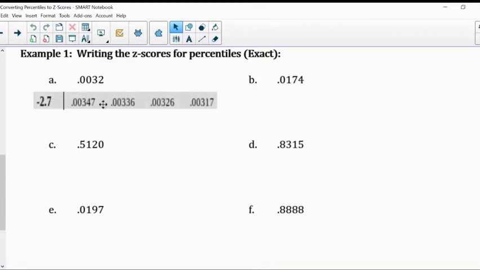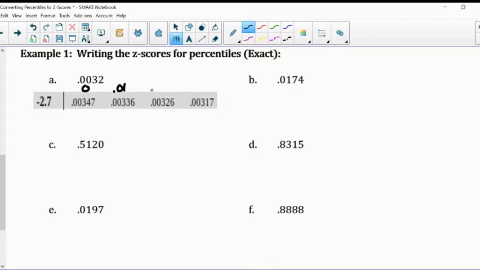0.0032. What I've highlighted for you is where you would find that in the table. So do you see how 0.00317 rounds to 0.0032? It does. And if you take a moment and look at the numbers at the top of your table, you see that this is the 0, this is 0.01, 0.02, and 0.03. So the way we would write the z-score would be a negative 2.7, that's from the left-hand side, and then 3 from the top where it lines up.